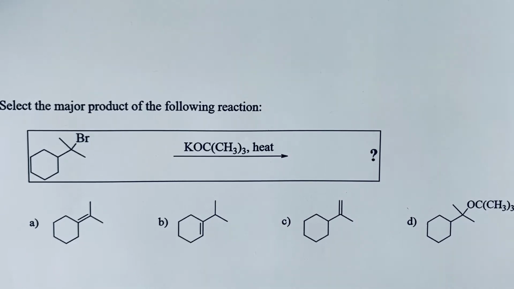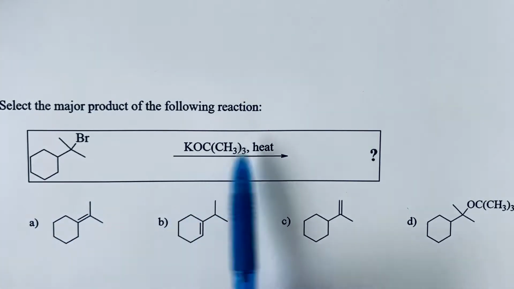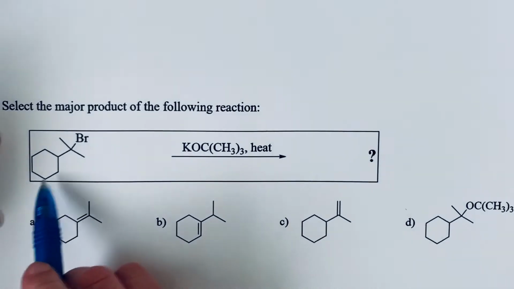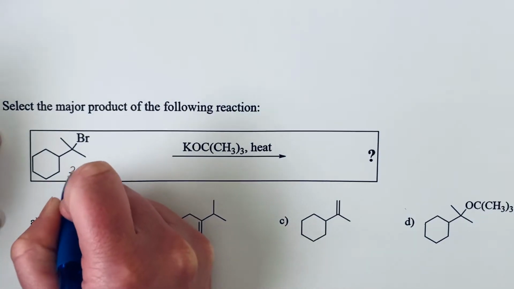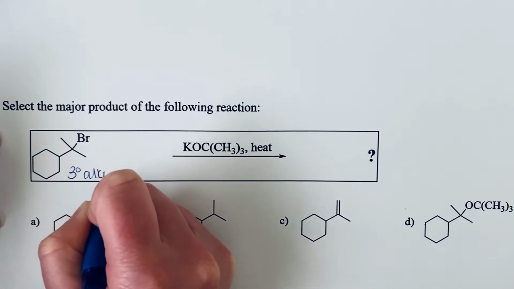Select the major product of the following reaction. So in order to determine the reaction product, we need to determine the reaction pathway. So we need to look at what our starting material is and what we are reacting it with. We see that we are starting with a tertiary alkyl halide.